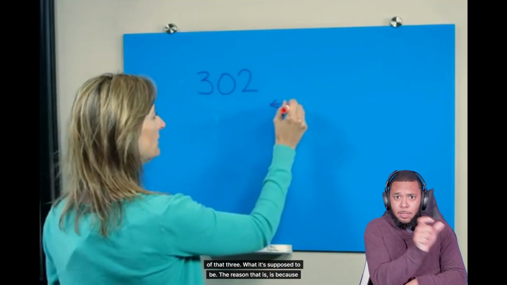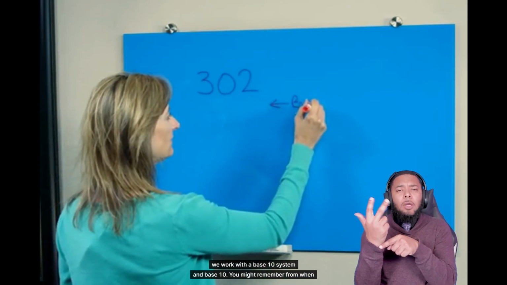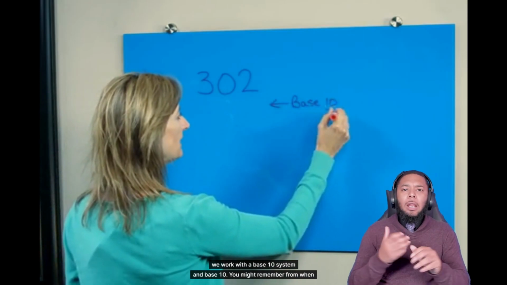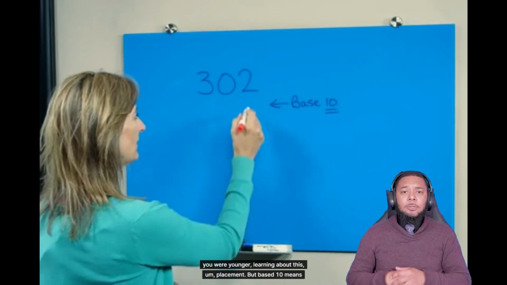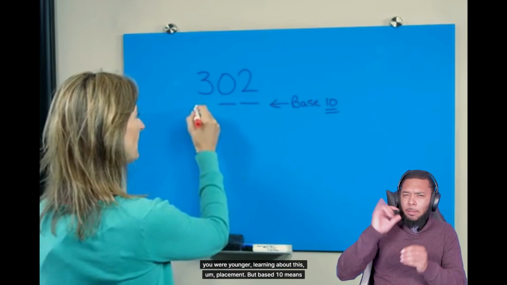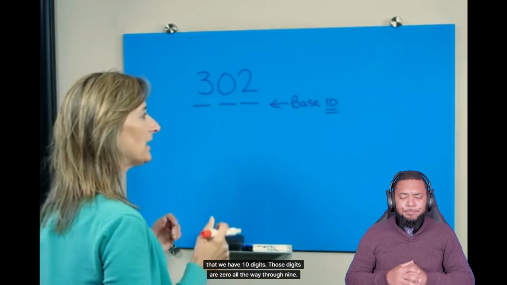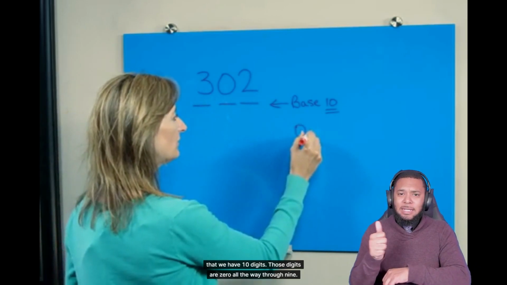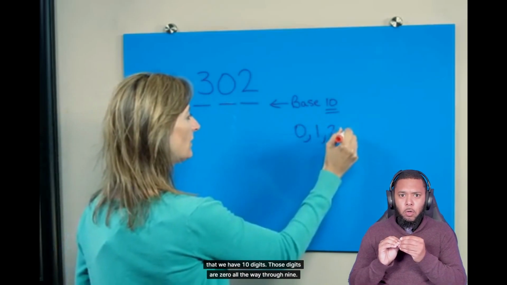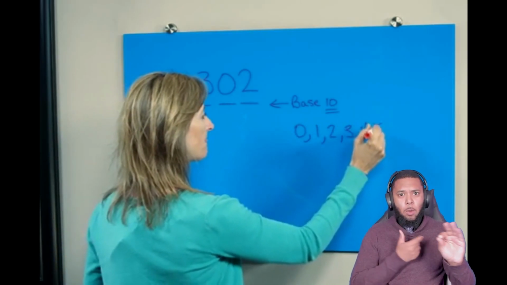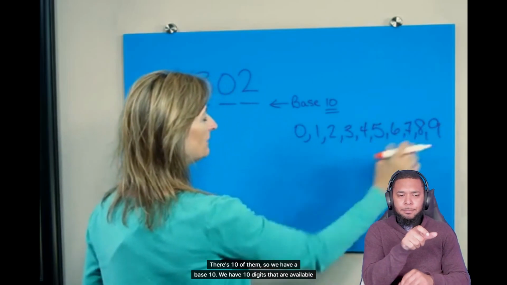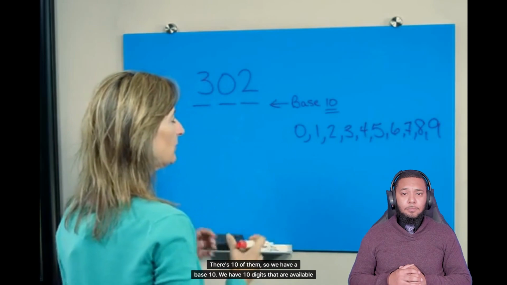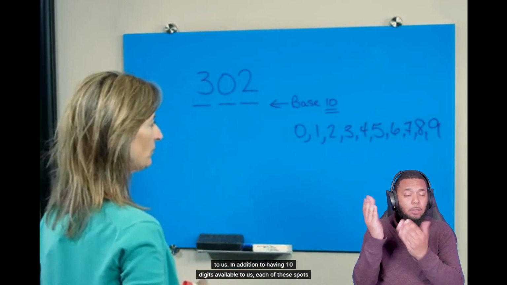The reason is that we work with a base 10 system. And base 10, you might remember from when you were younger learning about this placement, means that we have 10 digits. Those digits are 0 all the way through 9. There's 10 of them. So we have a base 10, we have 10 digits that are available to us.